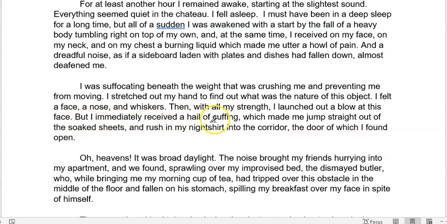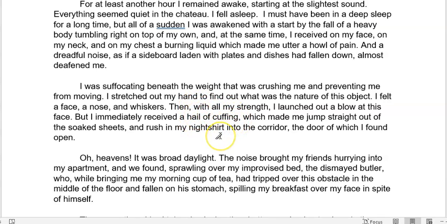But I immediately received a hail of cuffing, which made me jump straight out of the soaked sheets and rush in my nightshirt to the corridor, the door of which I found open. So the door of his room is open. He punches this poor fellow in the face, and he hears his friends laughing in the hallway. His door is open.